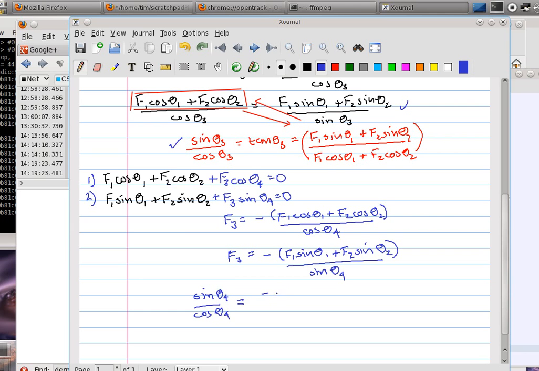I'll have a negative f1 cosine theta 1 plus f2 cosine theta 2. That's my numerator. I'm holding on to that sign. I'm not going to let it cancel. Minus f1.